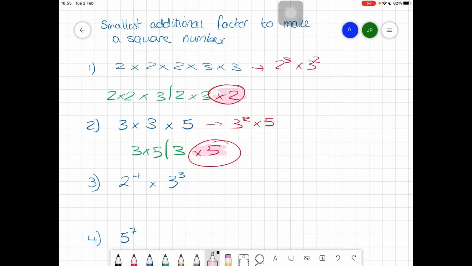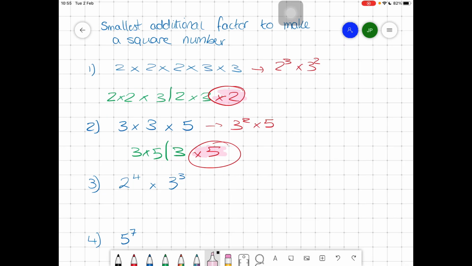Right, same again, guys. Can you please pause and do question 3 for me? So 2 to the power of 4 times 3 cubed, what's the missing factor? Hopefully we're beginning to spot these a bit quicker. Okay, so already simplified for us. We should hopefully be spotting these quicker now.